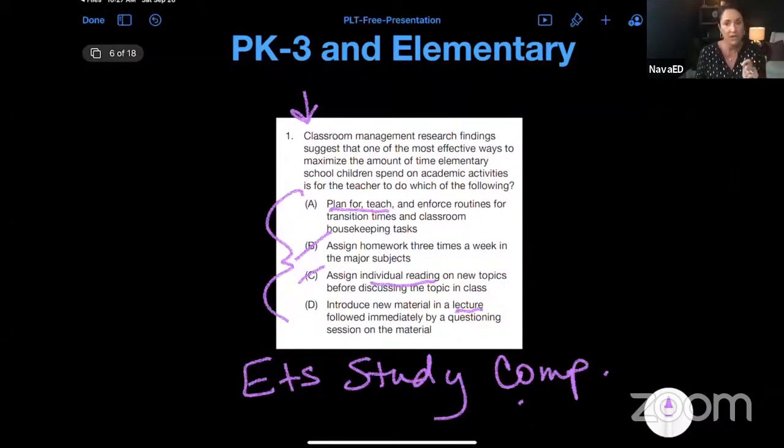Classroom management research findings suggest that, okay, so keyword here, classroom management. That's going to lead me to this, because what are we talking about with classroom management? We're talking about routines. We're talking about making sure the kids aren't all over the place and yelling and screaming and all that stuff, right? Transition time should be nice and regimented. So it says research findings suggest that one of the most effective ways to maximize the amount of elementary school children spend on academic activities is for the teacher to do which of the following.